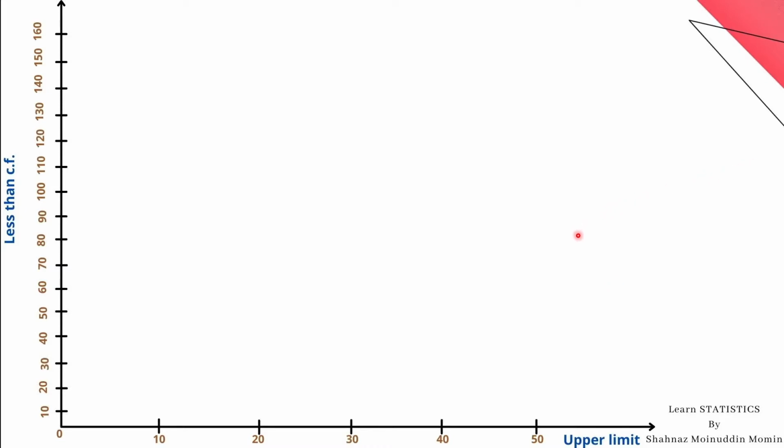In order to plot the less than cumulative frequency, take upper limit on the x-axis and less than cumulative frequency on the y-axis. Then plot the point corresponding to upper limit against the less than cumulative frequency. Let us see.